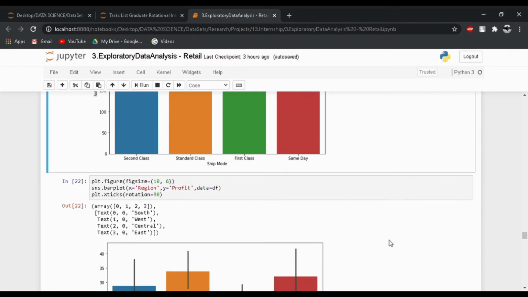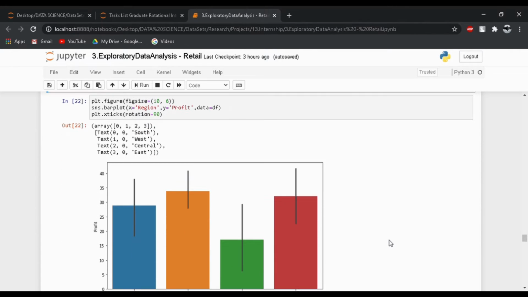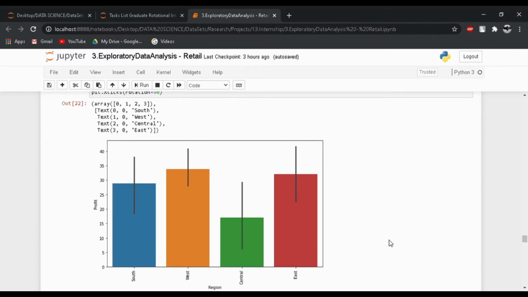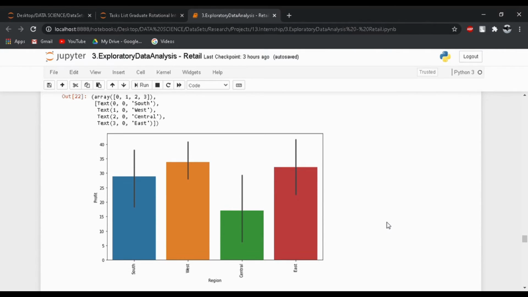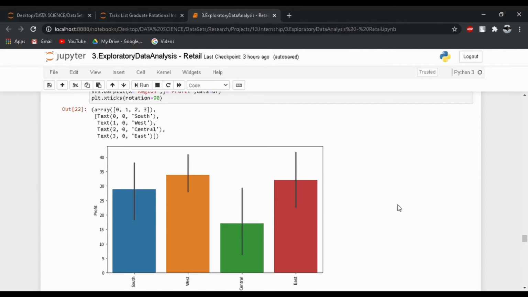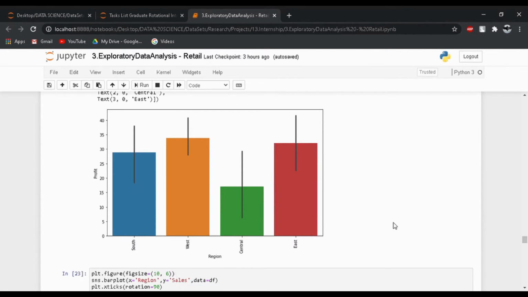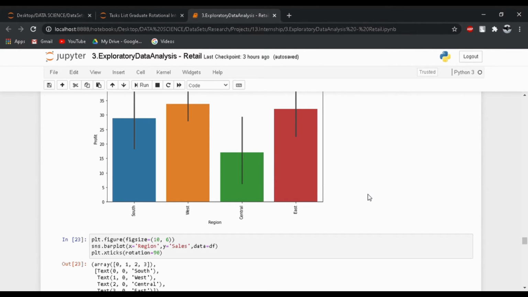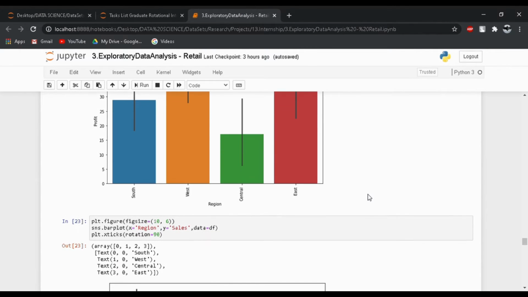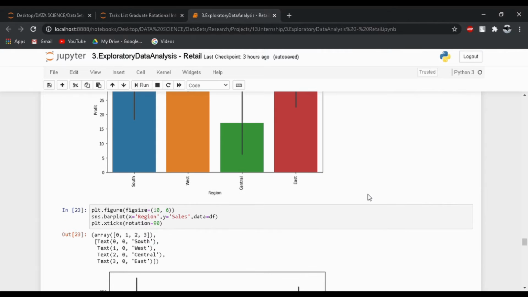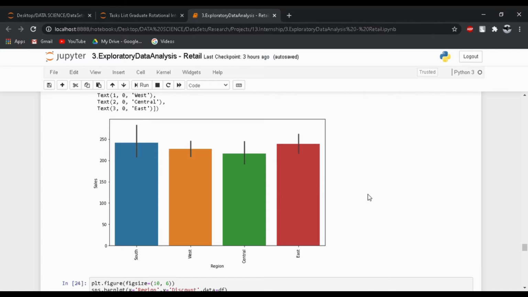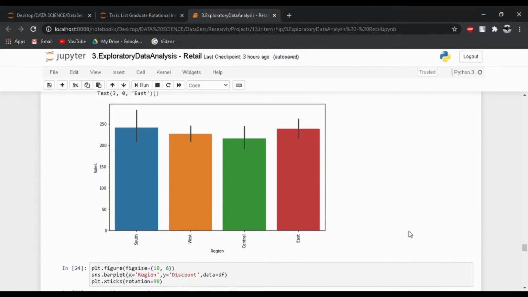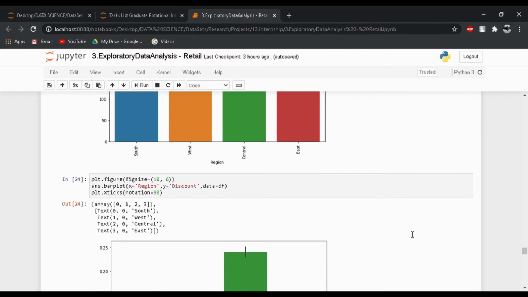And next thing we can see over here is I've compared region and profits. I wanted to see which region has earned the highest profits. Over here I've taken region on the x and profits on the y. As you can see, the western region has earned more profits, followed by the eastern region, then the southern region, and in the end we have the central region. And next I've compared the region and sales. As you can see, southern region has higher sales, followed by the eastern region and the west, and then in the end we have the central region.